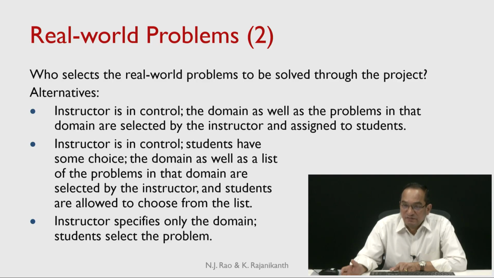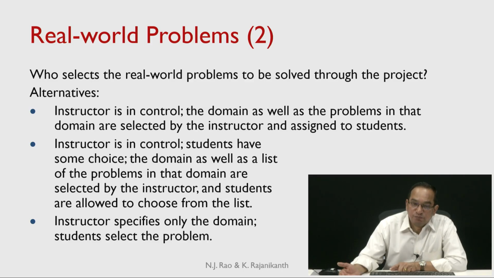This is obviously very efficient and probably quite simple to implement, but it has its limitations, but this is one possible alternative. The second alternative is that the instructor is still in control, but students have some choice. The domain as well as a list of problems in the domain are selected by the instructor, and students are allowed to choose from the list. Of course, we need to resolve conflicts when multiple student teams want the same project and all that kind of issue, but essentially students do get some choice.